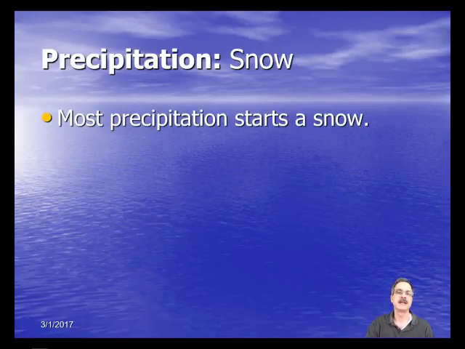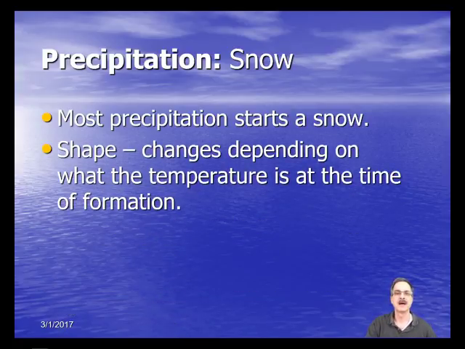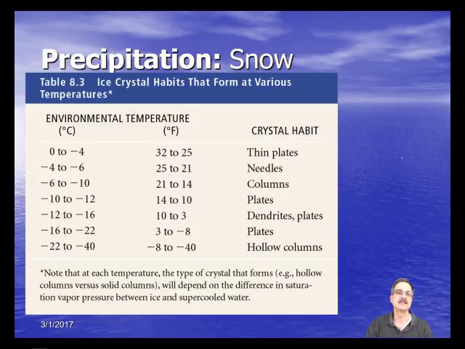And then, okay, let's talk about some snow. Most precipitation starts as snow. The shapes of the snowflakes depend on the temperature at which they are formed, and we'll talk about this a little bit more. If you look at table 7-3 in the book, it gives you a list of what environmental temperatures you have to have to get particular snowflakes. So if you want to get the nice snowflake patterns, these dendrite patterns in snowflakes, you have to have temperatures in this range.